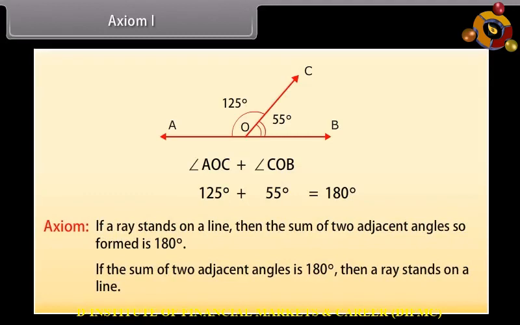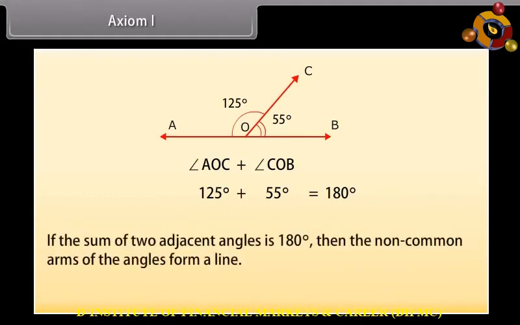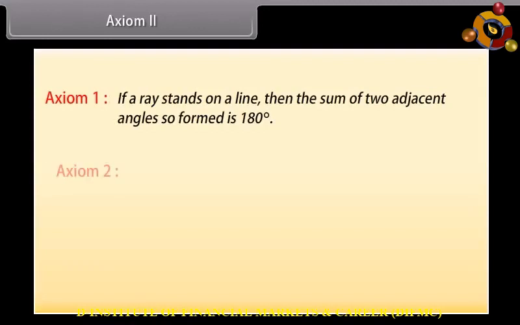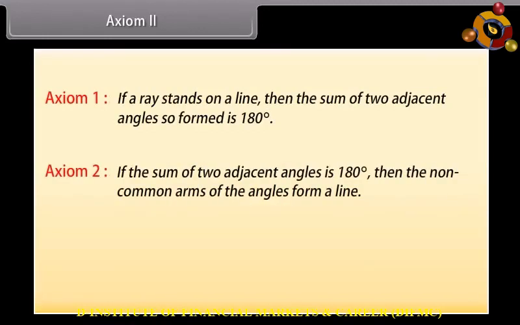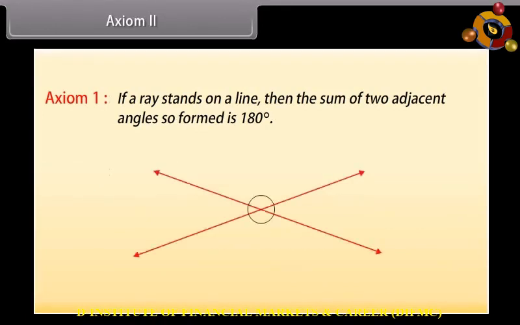And we can state it in the form of another axiom, which is, if the sum of two adjacent angles is 180 degree, then the non-common arms of the angles form a line. Axiom 2. We get two axioms now. These two axioms together are called the linear pair axiom. Let us now move to the case when two lines intersect each other.